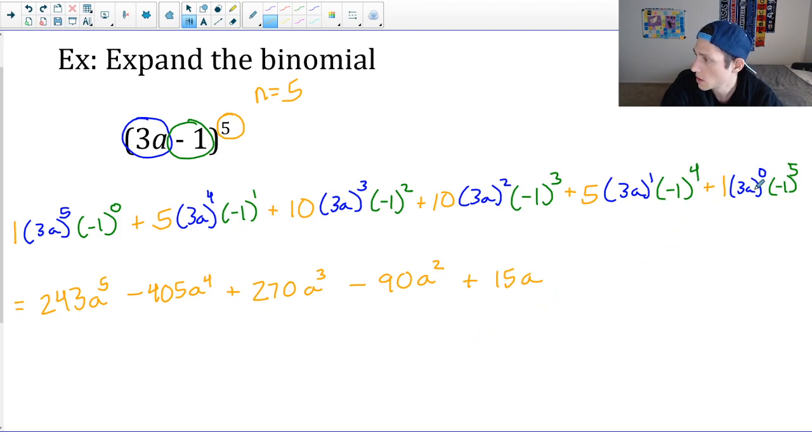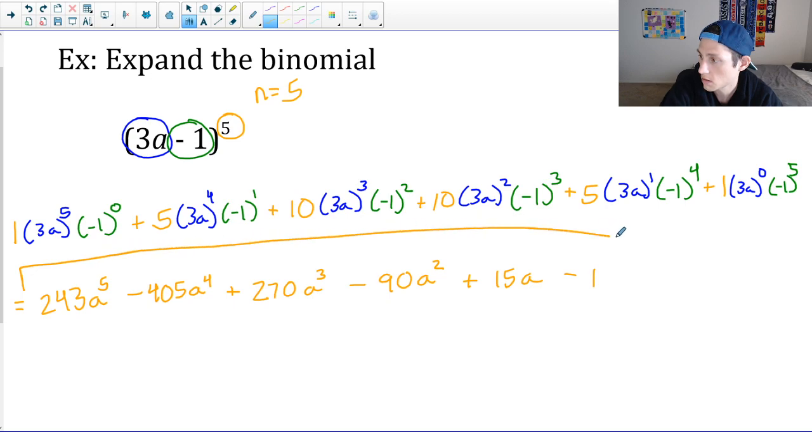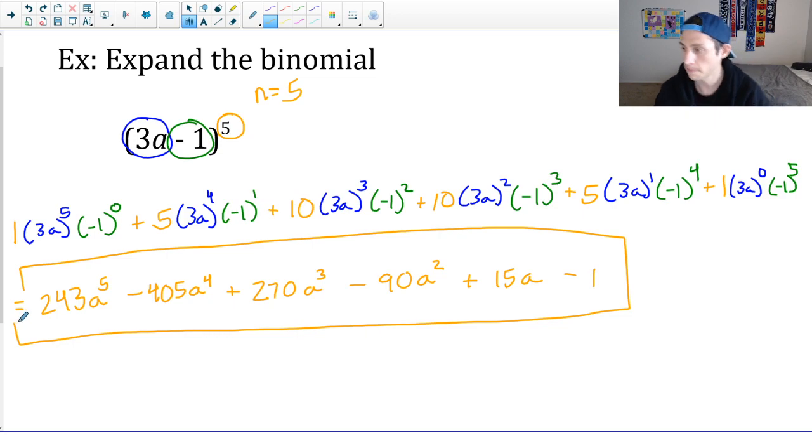Plus 3a to the 0th power is 1, times 1. -1 to the 5th power will stay negative, so my last term is just -1. Okay, so there's my simplified expanded binomial.